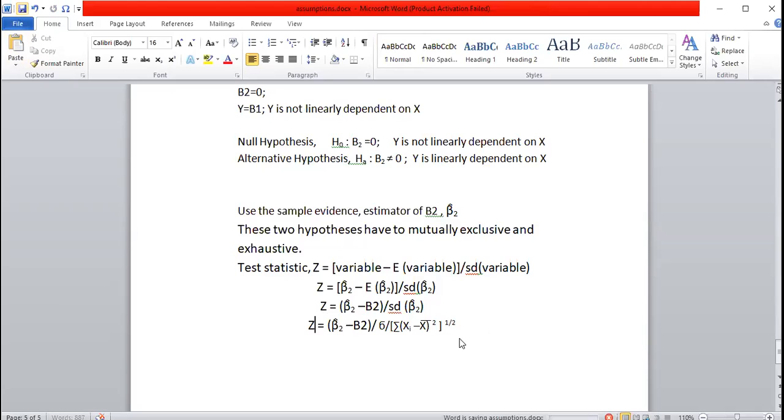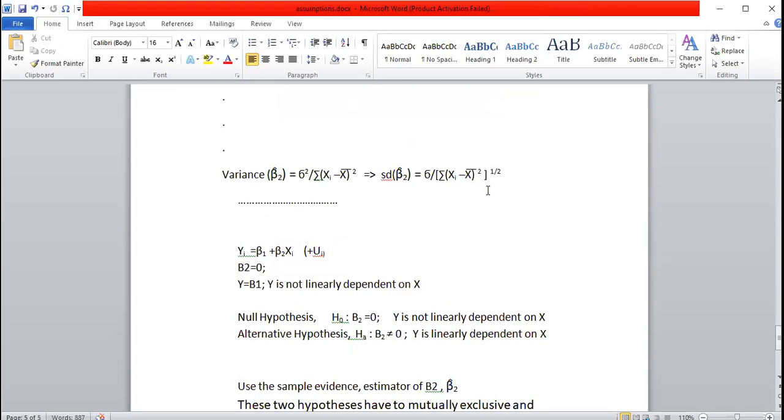So if we know, Professor. Why are you putting square root? If variance is something, what is the standard deviation of that? Square root of variance. Root over sigma. Professor, in the last line here, if this is the variance, what will be the standard deviation? Root over.